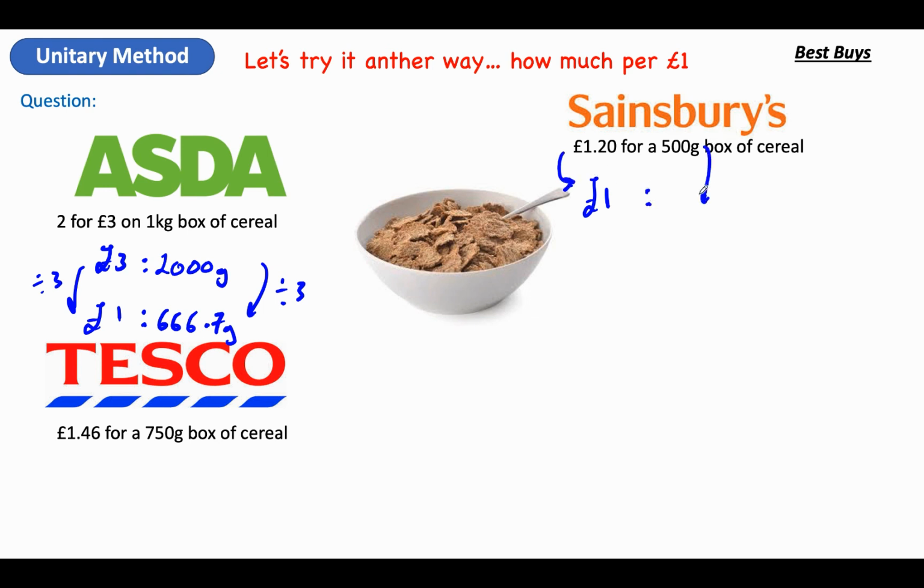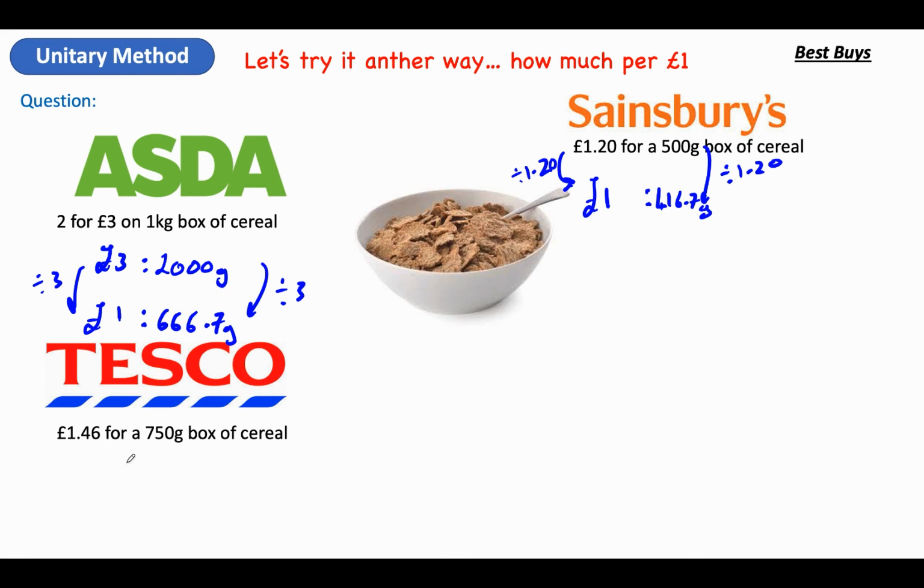Right, so I have got £1.20 for 500 grams, so that's divided by 1.2 or 1.20. It's the same thing. 500 grams divided by 1.2 is 416.7. Sorry, I didn't even say a proper number then, did I? 416.7 grams. Okay, so far, this one's better because I get loads more for my money.